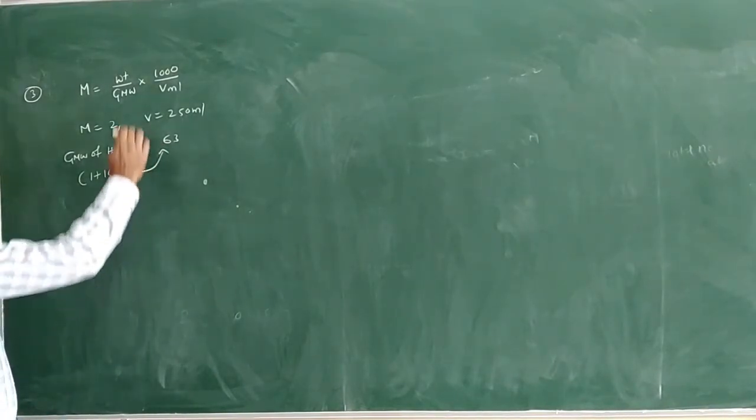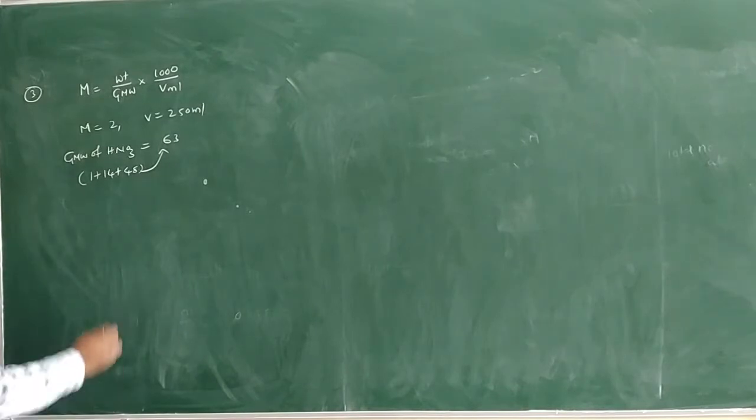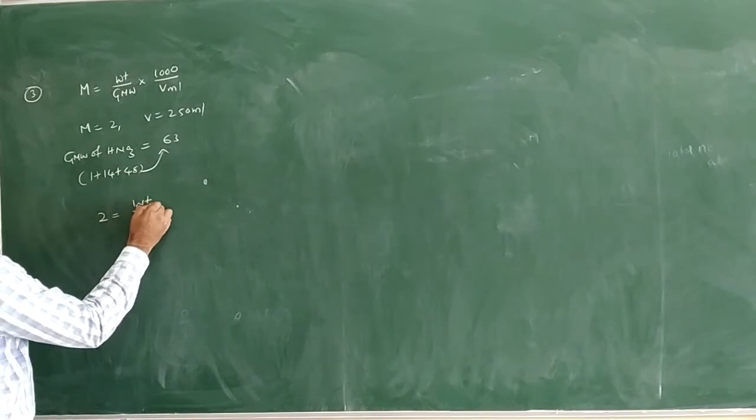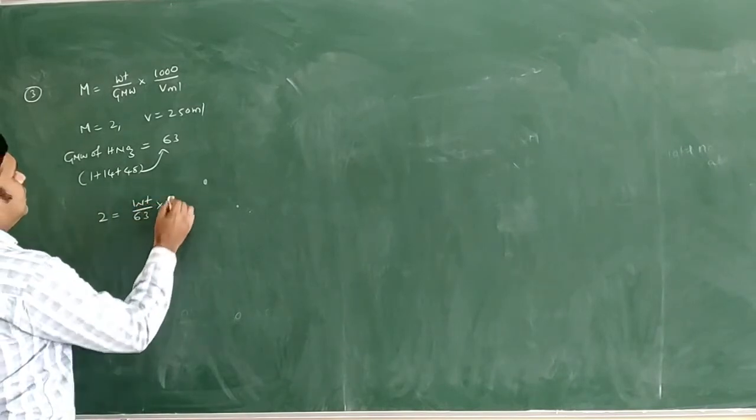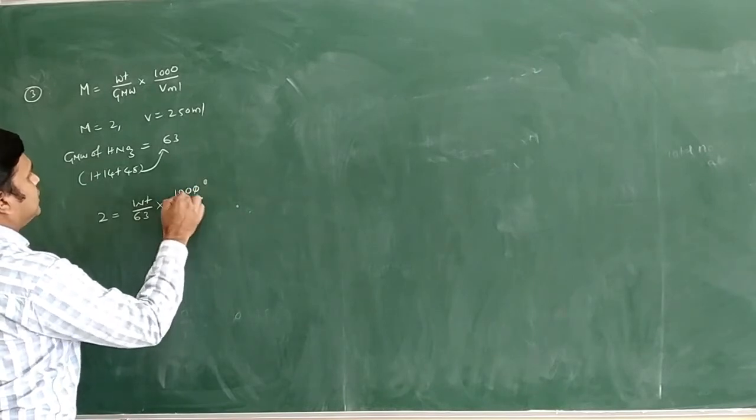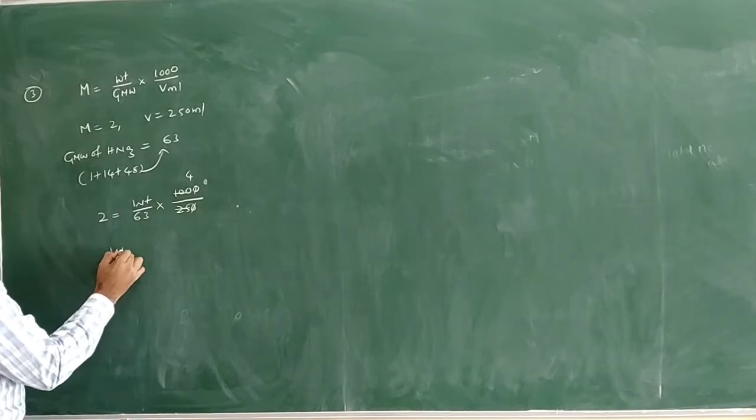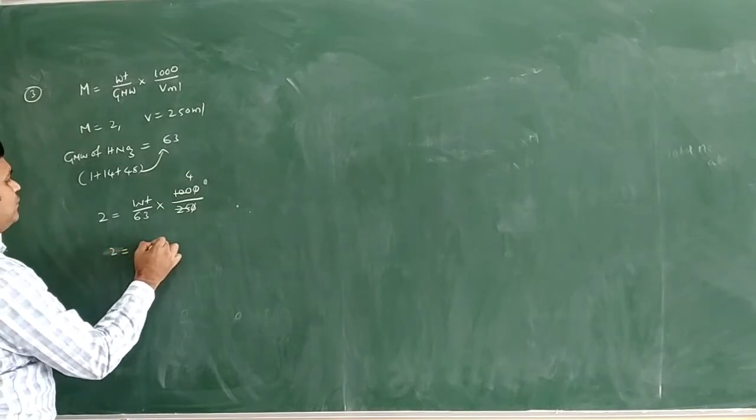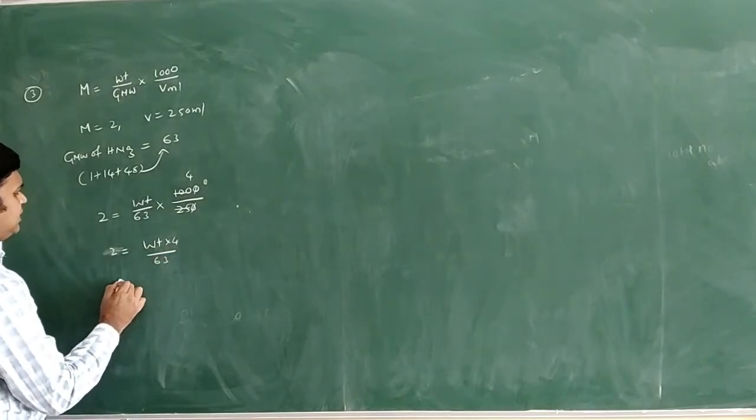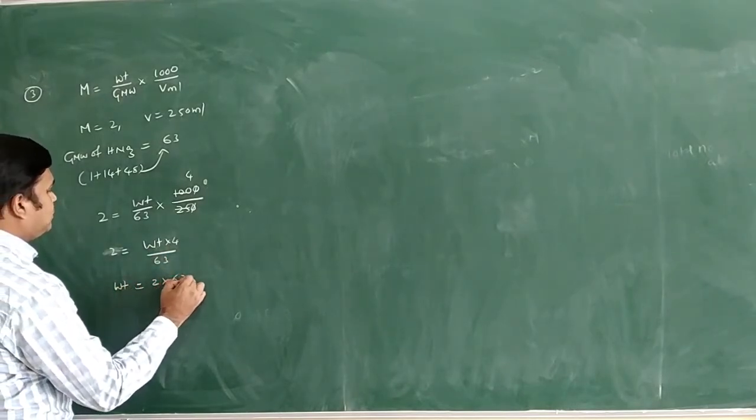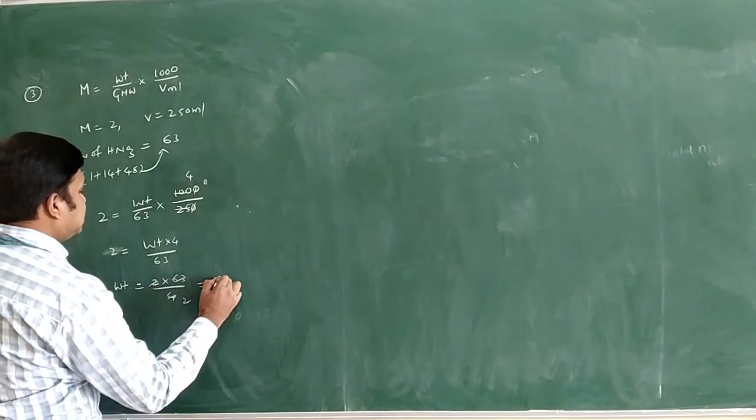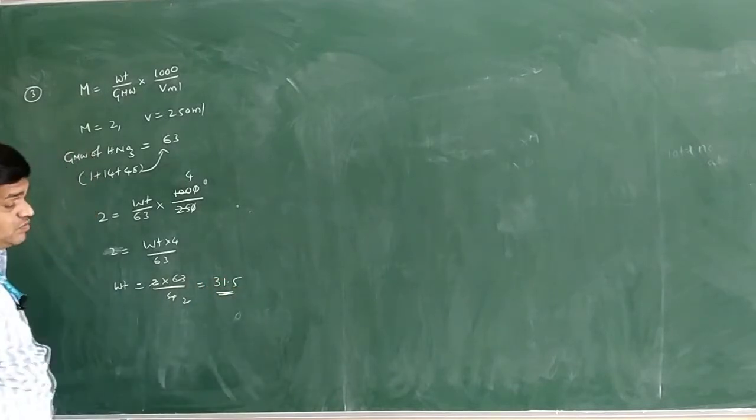Now what do you have to find out? We have to find out the weight of the compound. Now we substitute the values. Molarity 2 is equal to weight by 63 into 1000 by 250, and here 4 times cancels. So 2 is equal to weight into 4 by 63. Weight is equal to 2 into 63 by 4, 2 times cancels here. This is 31.5 grams only.